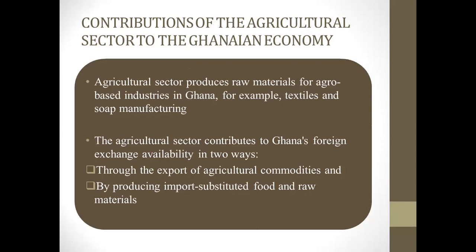The agric sector also produces raw materials that are used by industries for the production of certain end products like textiles, clothing, and soap manufacturing. Then the agric sector contributes to Ghana's foreign exchange, as we export some of these products like cocoa and timber. Also, we are able to use the agric sector to produce import-substituted food and raw materials. These are things we could import from abroad, but we can produce them in the agric sector, and that decreases the cost of our imports. So we don't tend to import those things, but we produce them in the economy.